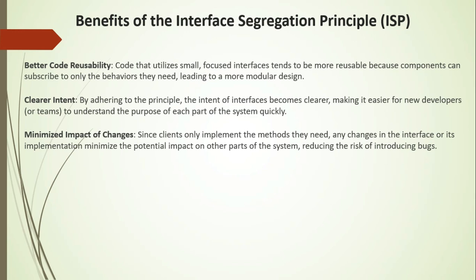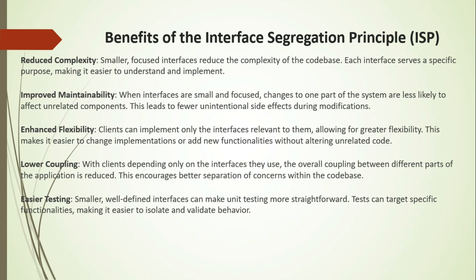And minimize the impact of changes. Since clients only implement the methods they need, any change to an interface or its implementation minimizes the potential impact on other parts of the system, reducing the risk of introducing bugs. So this was all about the ISP. If you want to bring these quality attributes such as reusability, understandability and maintainability, we must follow the ISP, so the code management will become easier. So this was all about ISP.